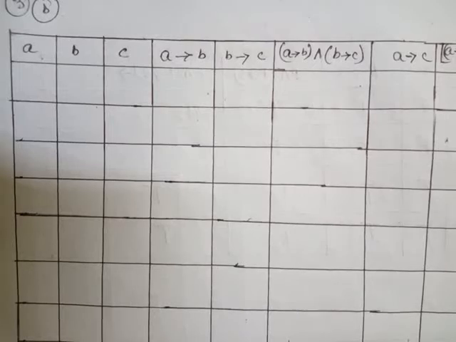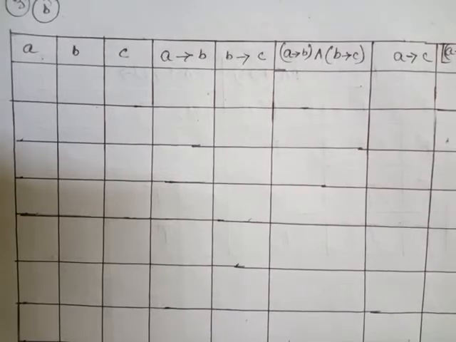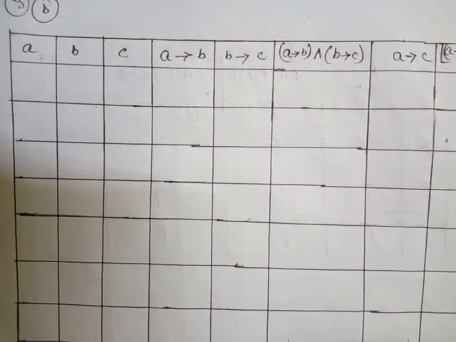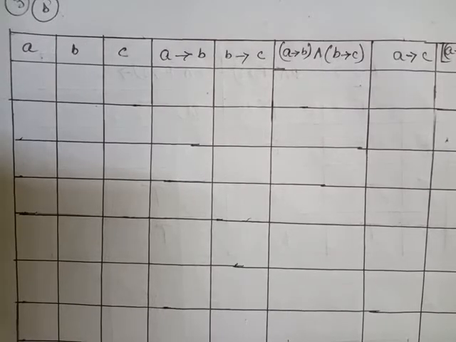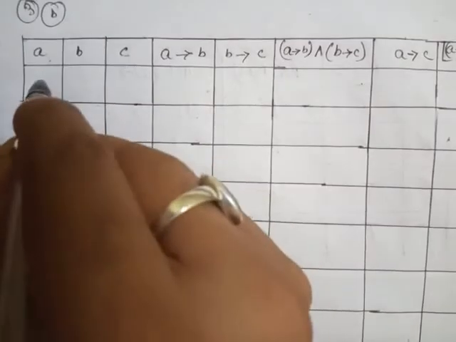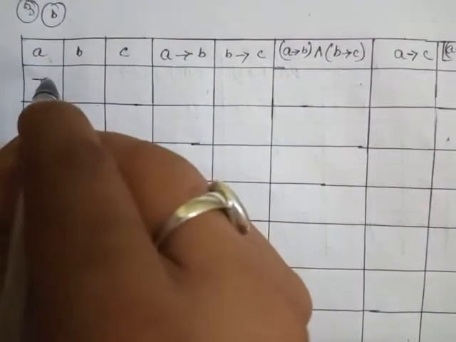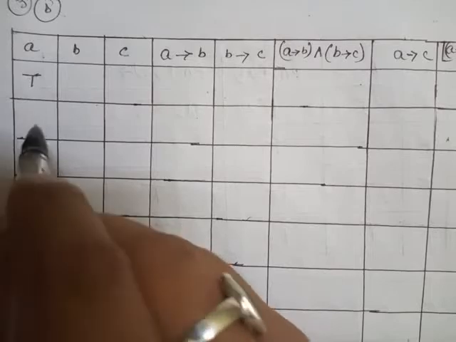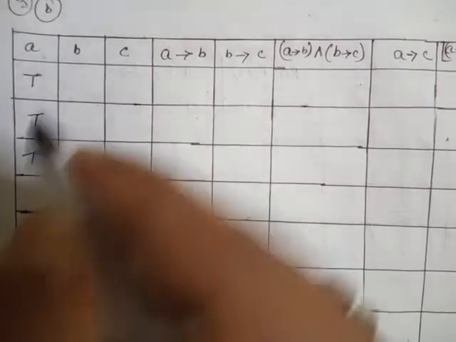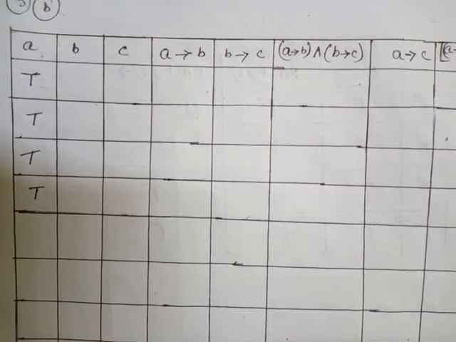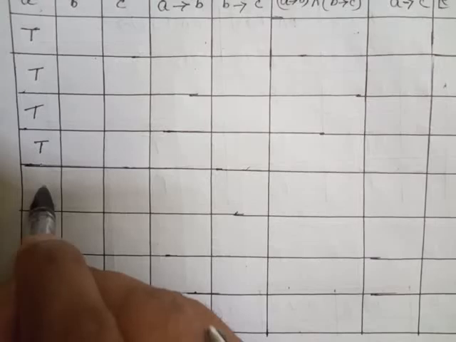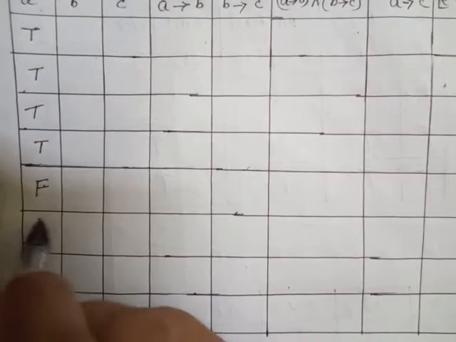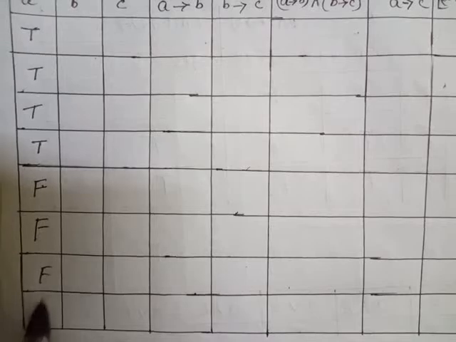Student, now I am going to solve this 3b, and this is the format as you can see in the video. First of all I will just write down the format of ABC only, which means the statements of ABC. So here the first one will be T, second one T, third one T, and fourth one T. After that, student, 1 2 3 4. Now after that we'll start F, then F, then F, and then F.